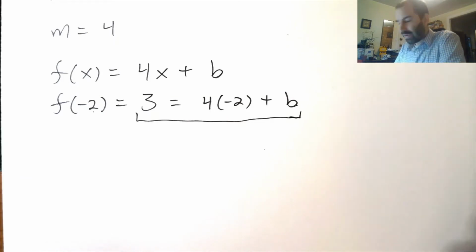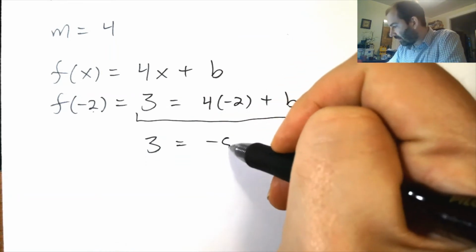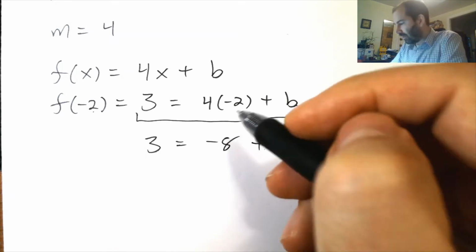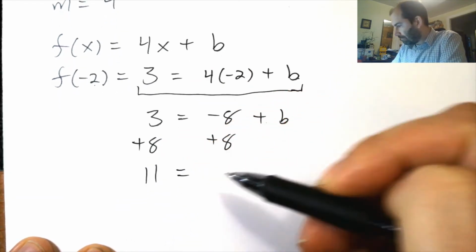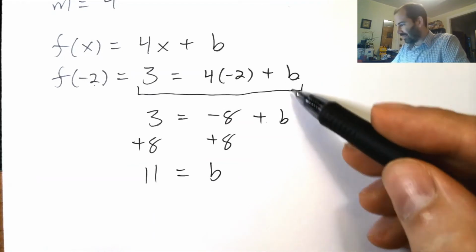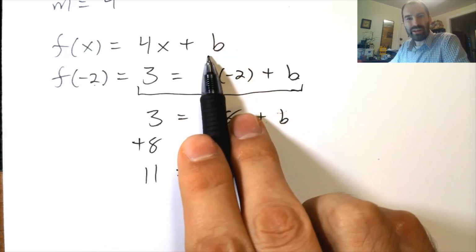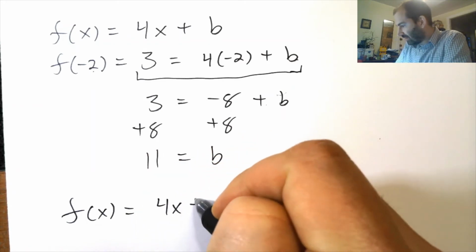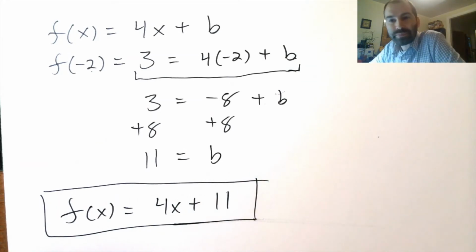All right, welcome back. Let's check our work together. 3 equals 4 times negative 2, that's negative 8. Okay, it's not as easy as last time. I got to do a little bit more algebra. Add 8 to both sides. Oh, but it was only, what, 2 steps, right? 1, 2, and I got my b. So that was the only thing I didn't know, right? Now I know it. I know my function. F of x equals 4x plus 11. mx plus b. There's my function.